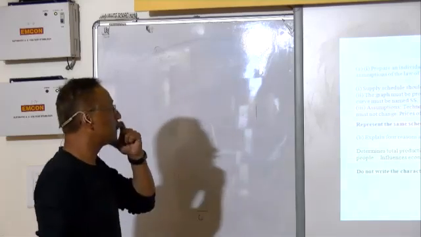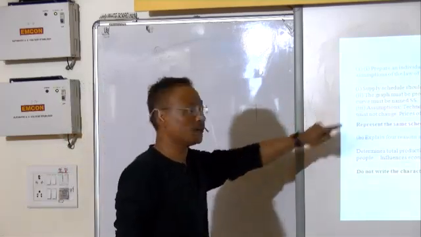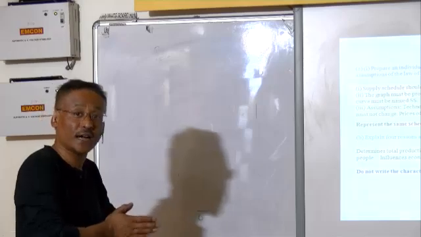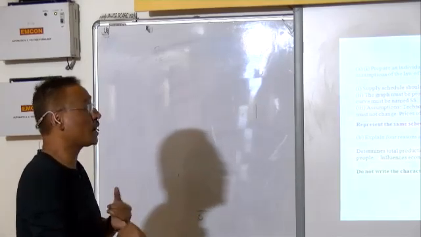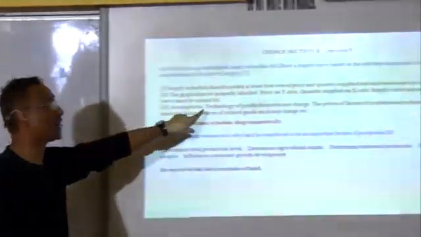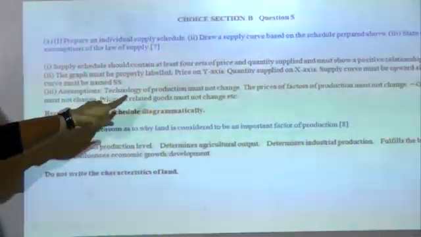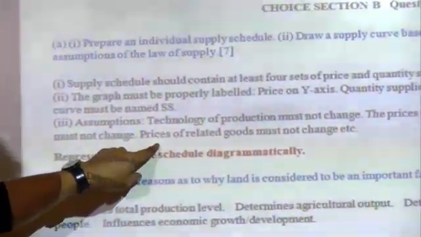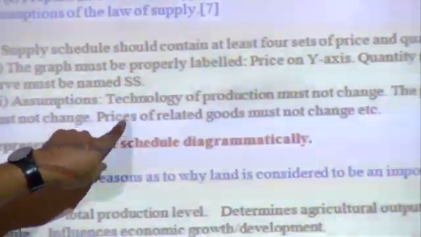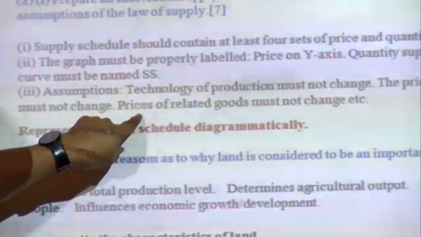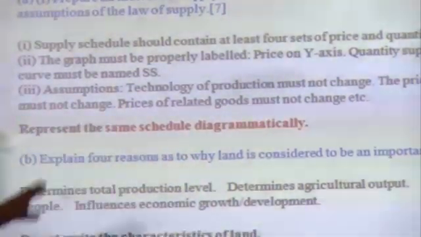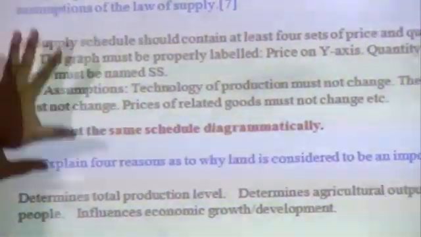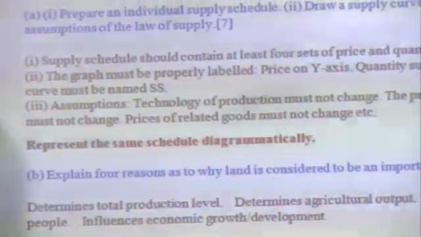Okay, so the next thing is, it says here that assumption. Now, when you look at assumption, assumption means the price is changing, but all the other factors remaining constant. That is assumptions. So don't write that price is constant. You have to write the other factors, like technology of production must not change, price of factors of production must not change, goal of the firm must not change, price of related goods must not change. Make sure you don't talk about price here, because price will change. So price is not constant, it will change. Other factors will remain constant. So whatever represents the same schedule, diagram, and whatever table you've made, you have to follow that and draw the diagram.